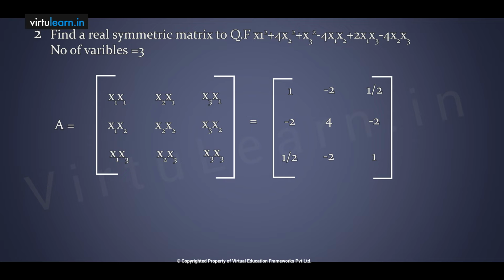Now the last element, the position is the coefficient of x3 square. The coefficient of x3 square is 1. Therefore the real symmetric matrix is A equal to 1, minus 2, 1 by 2; minus 2, 4, minus 2; 1 by 2, minus 2, 1.